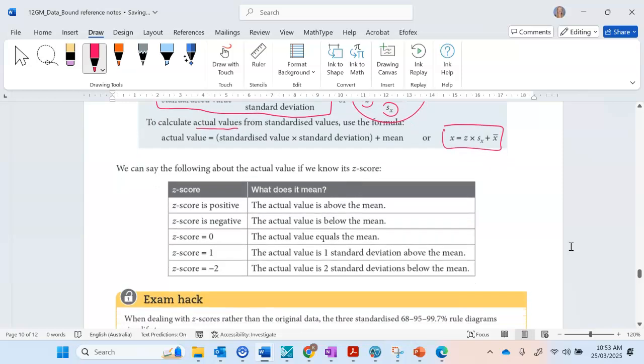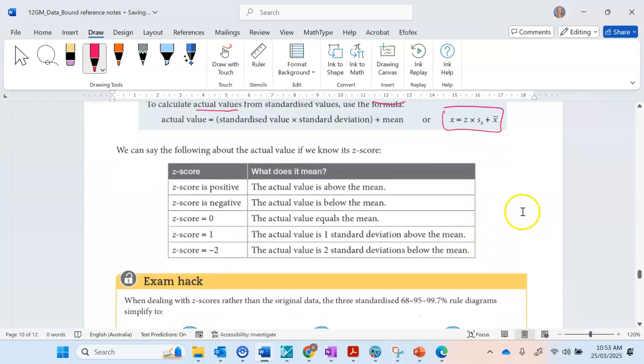All right, so this is pretty much what I just said before. If your z-score is positive, your actual value is above the mean. If it's negative, it's below the mean. If it's 0, it's equal to the mean. If it's 1, it's 1 standard deviation above, -2, 2 standard deviations below. We kind of discussed this at the start of the video. It would be very useful to have in your bound reference.